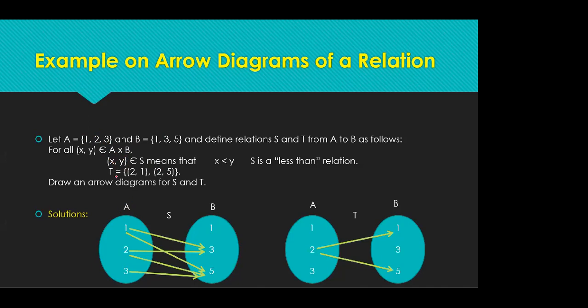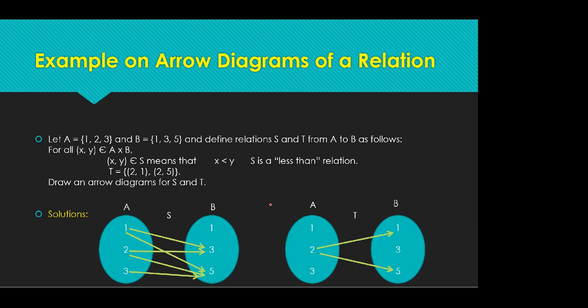The elements would be coming from this set. So it is 1, 2, and 3. And our codomain, or the Y, is 1, 3, and 5. So we have to meet this condition: X should be less than Y. So 1 is less than 3. 1 is less than 5. 2 is less than 3. 2 is less than 5. 3 is less than 5. Gets, guys? Yes, sir.